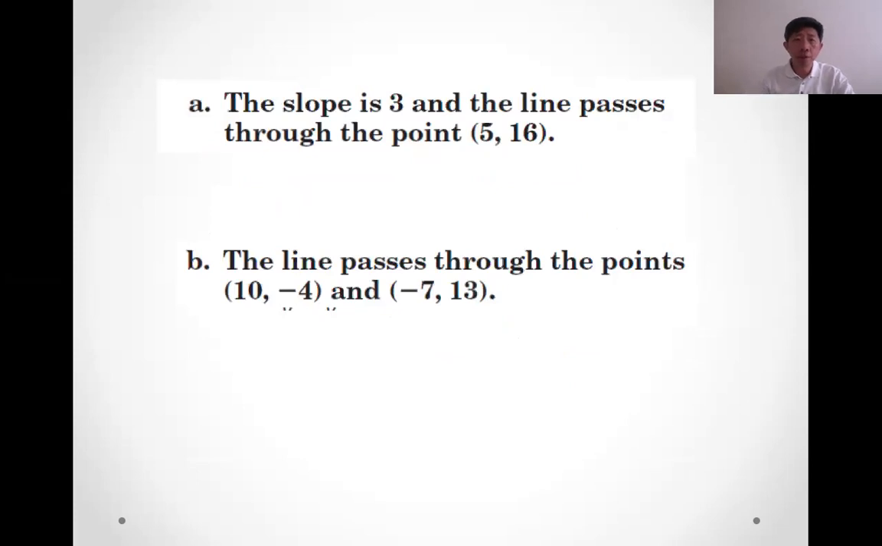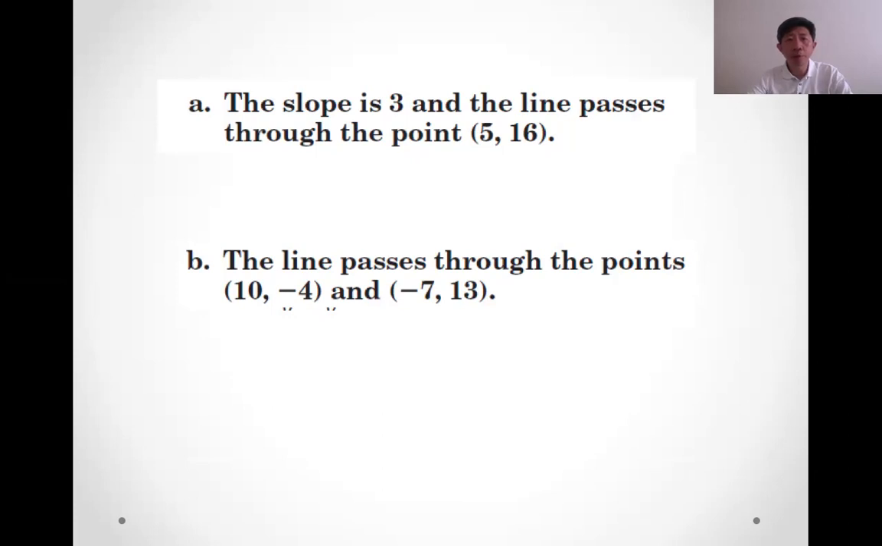And then here is another problem. The slope is 3 and the line passes through the point (5, 16). The next problem, the line passes through the points (10, -4) and (-7, 13). Do some practice with the slope-intercept form.